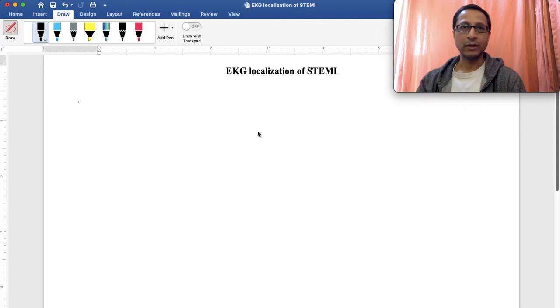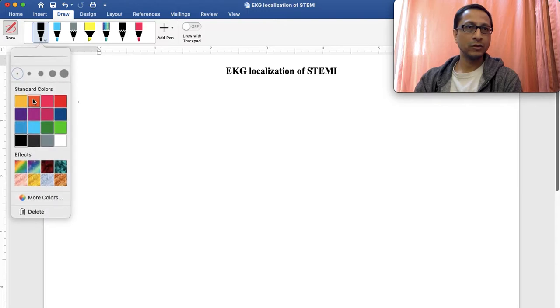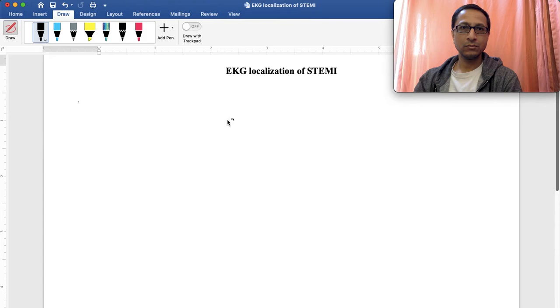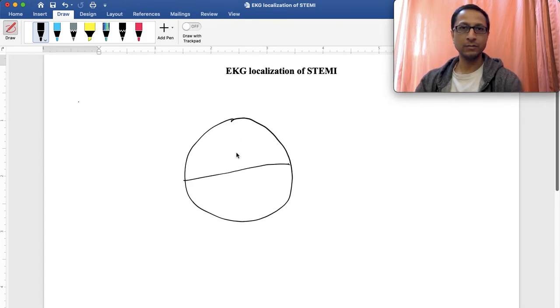Let's discuss EKG localization of STEMI. First, we'll draw our standard heart. Right atrium, right ventricle, left atrium, and left ventricle. We have the tricuspid valve here and the mitral valve here.